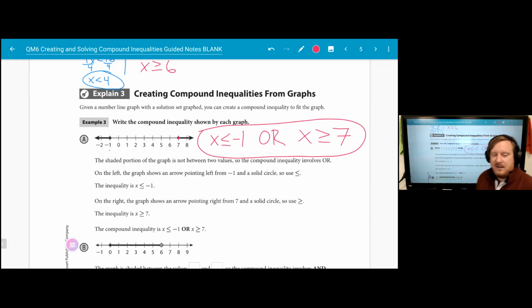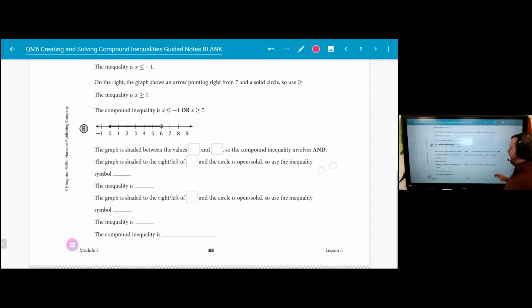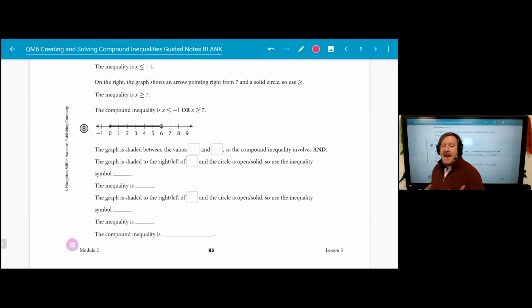Okay. Let's look at the next one. This I know is an and. I know this right away because it's going in between. There's no arrows pointing out. This is an and. Pay close attention because I love how ands work. I love this compound inequality in one line.